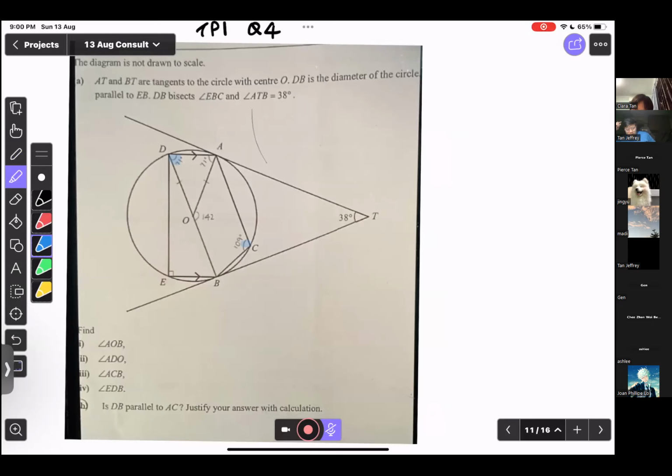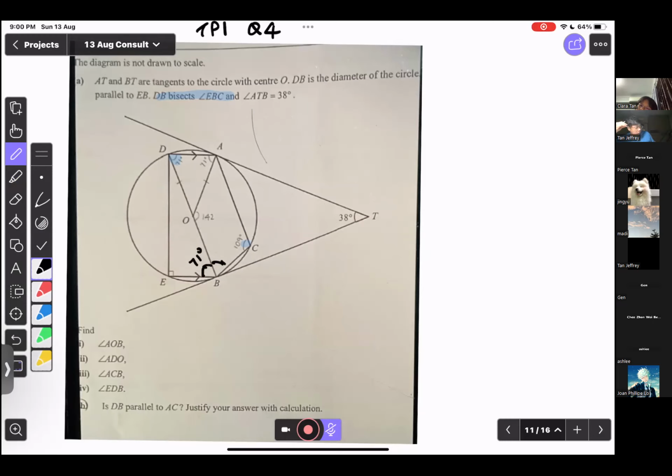Wait, I'm thinking. DB is the diameter. EBD. Oh, DB bisects EBC. EBC is the same as EBD, so these two should be the same. You should be able to get that this is 71 also, because you found it from earlier, right?